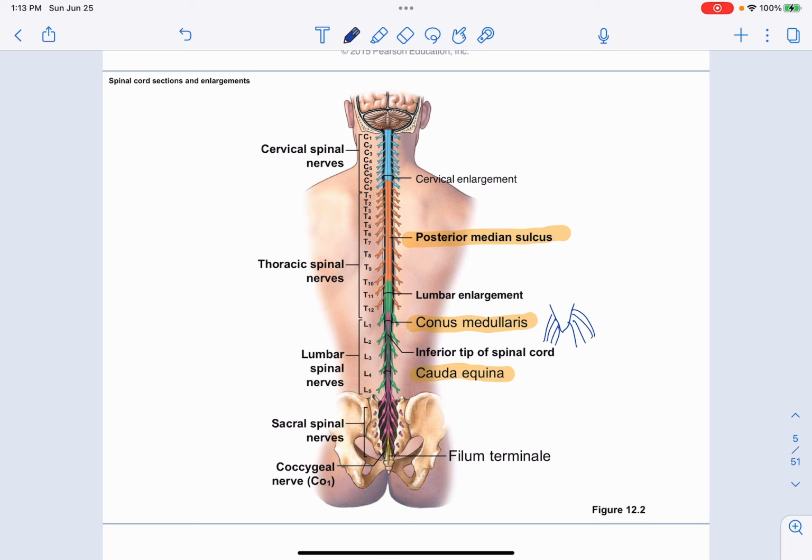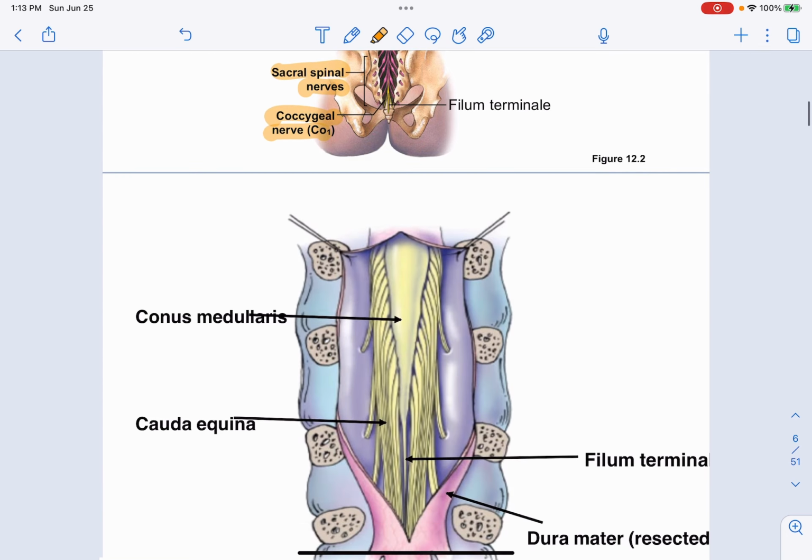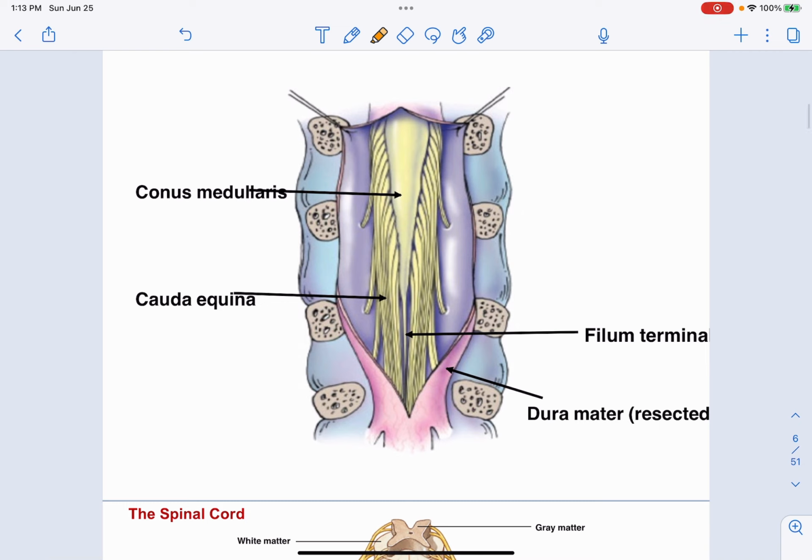I go to the next slide. This also highlights the different segments, so you can see the cervical spinal nerves, the thoracic in orange, the lumbar in green here, and you can see the sacral nerves and then the coccygeal. So just to point that out before we move down. All right, so here is a close-up of that conus medullaris and cauda equina region.